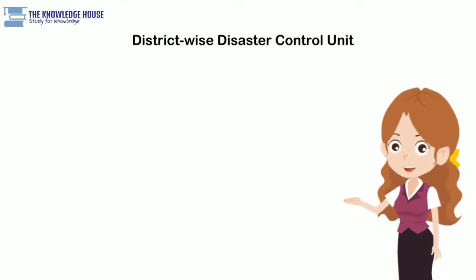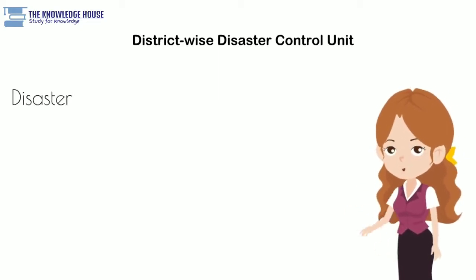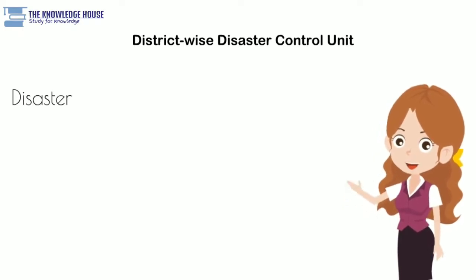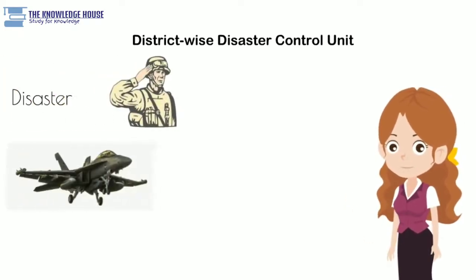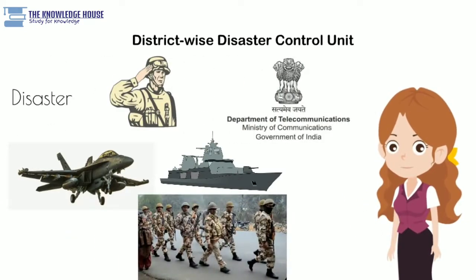District-wise Disaster Control Unit. District Control Unit is established immediately either after the impact of disaster or getting intimation about it. It reviews various aspects of disaster, keeps continuous contact with various agencies like Army, Air Force, Navy, Telecommunication Department, paramilitary forces, etc. for getting help. It is also responsible for coordinating with various voluntary organizations for their help in disaster management.